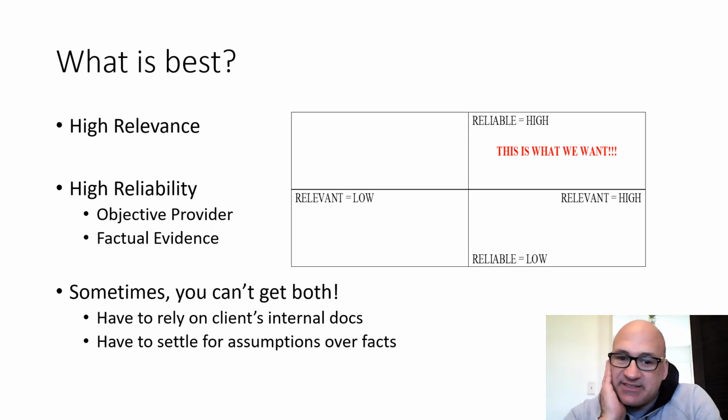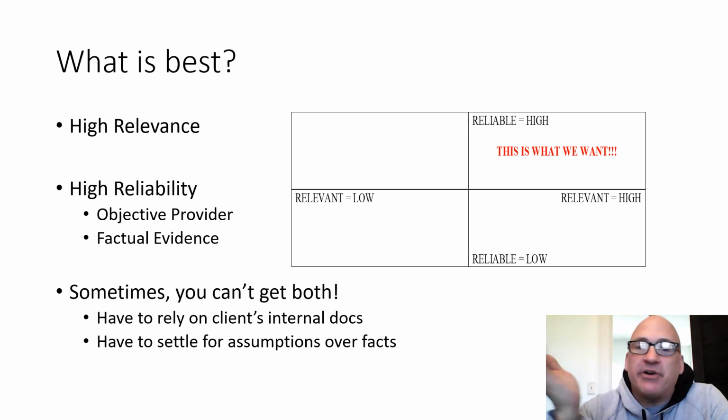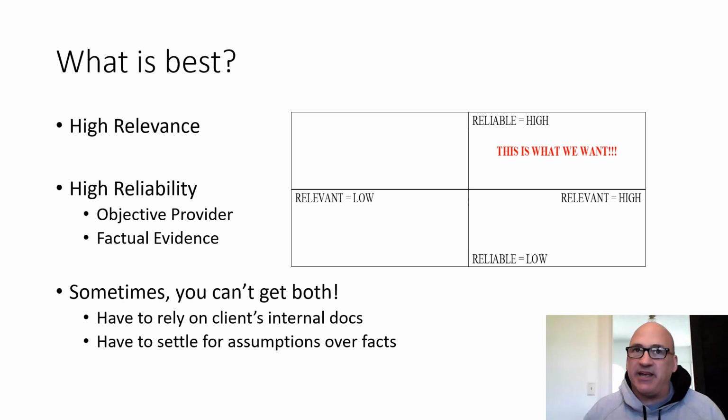So the best type of evidence is evidence that is both relevant and reliable. And a lot of times, not sometimes, a lot of times you can't get that. Most of the time you're stuck with your client's internal documentation, things like invoices, all right? Things like receiving reports, purchase orders. They're the best you can do. They're the only evidence that exists, okay? They might be highly relevant for your assertion, but they're not reliable. Why? Because they come from the client.